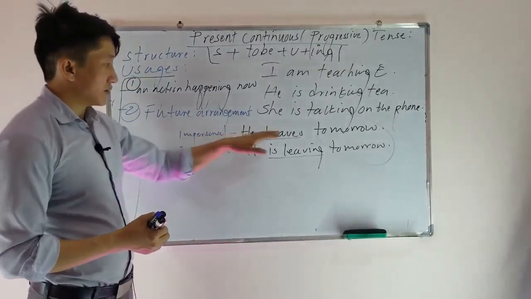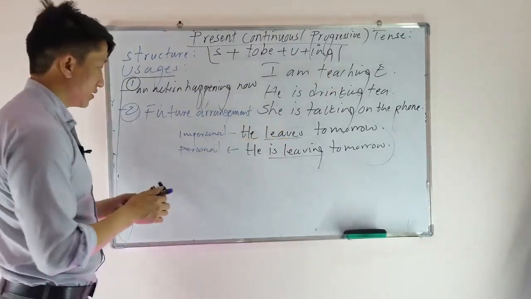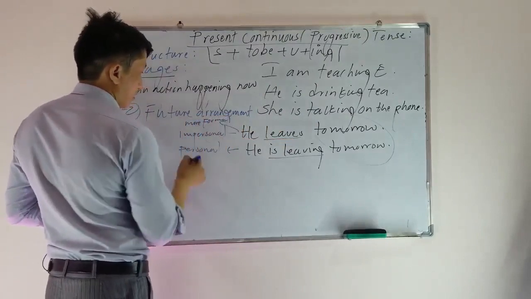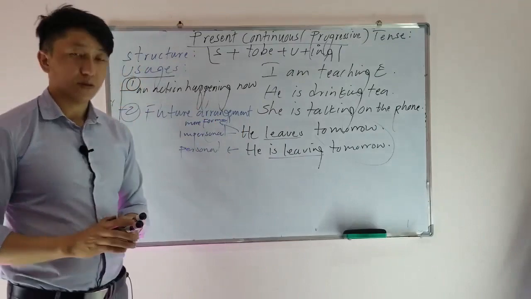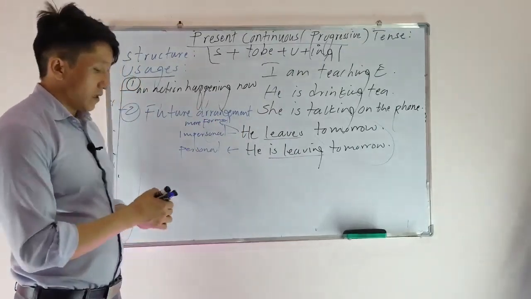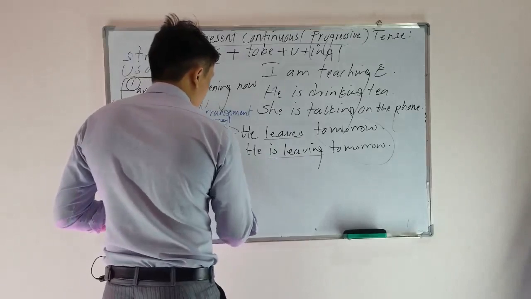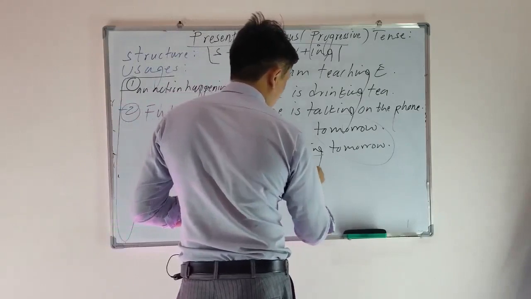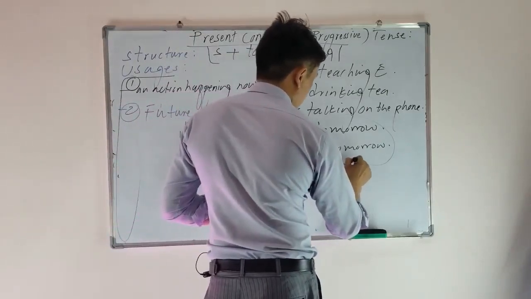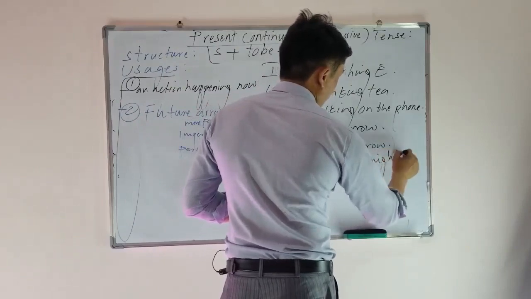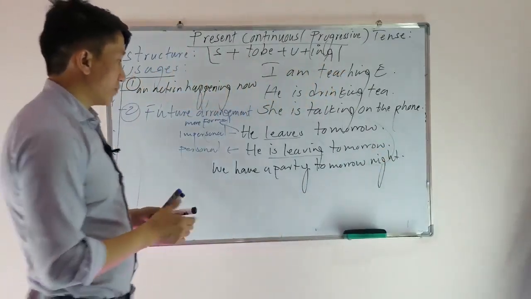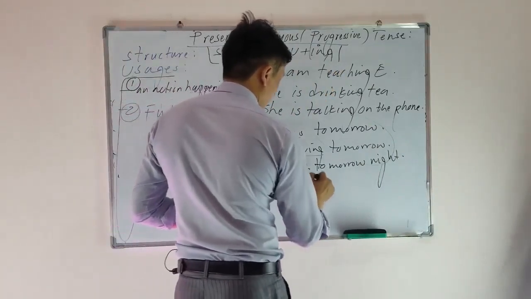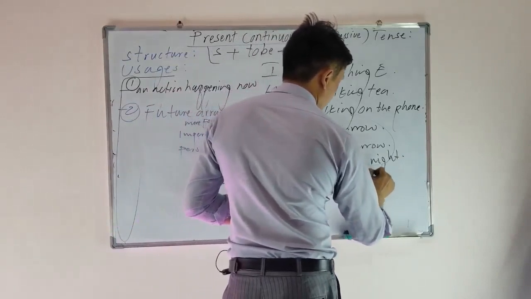So the first difference, simple present tense is more formal. Here, let me write it down. It's impersonal and also more formal. And here, this is personal and also informal. Or for example, we have a party tomorrow night. Now, this is the future time expression. We must mention it. We have a party tomorrow night, or we can say we are having a party tomorrow night.